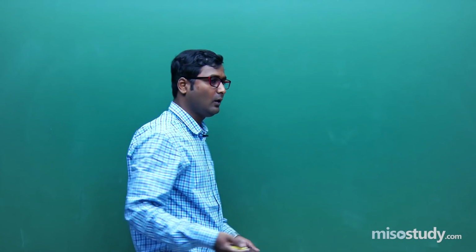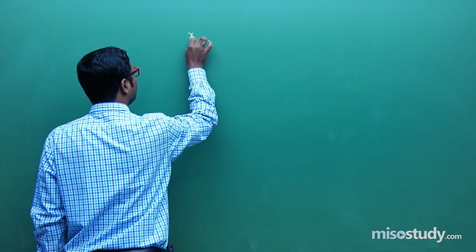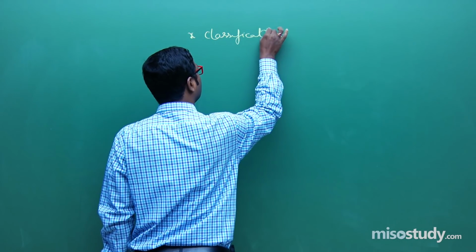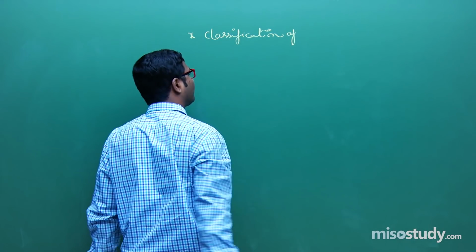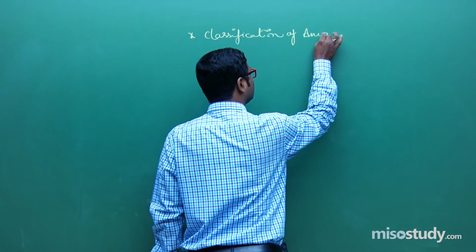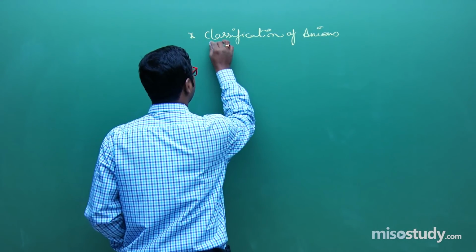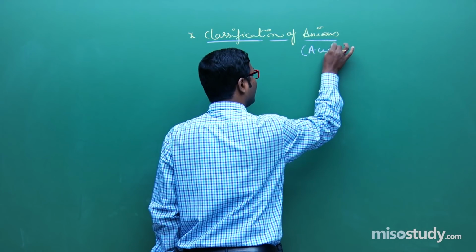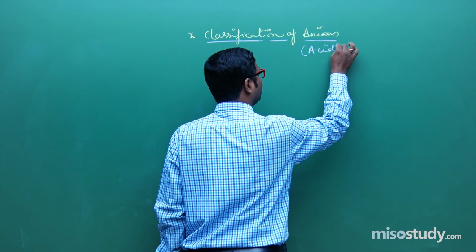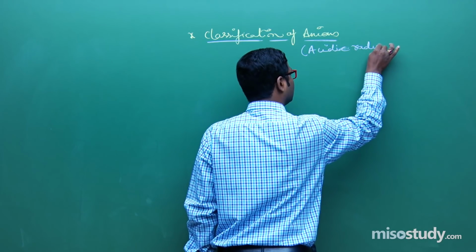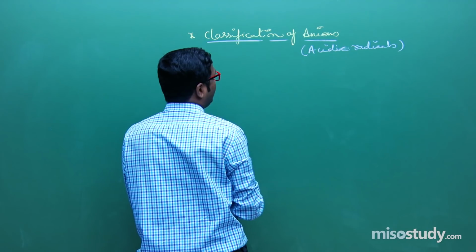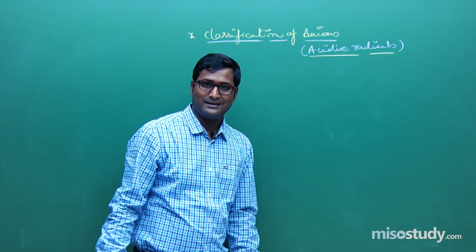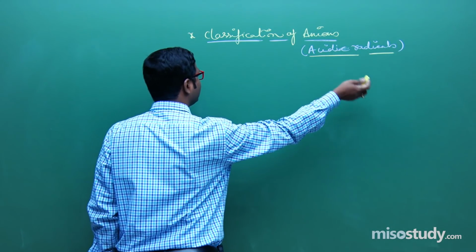Clear? Now, the topic is classification of anions. Anions are also known as acidic radicals. Clear, friend? We have to identify, judge, and categorize the anions, that is acidic radicals. Clear? Now, how to categorize them?